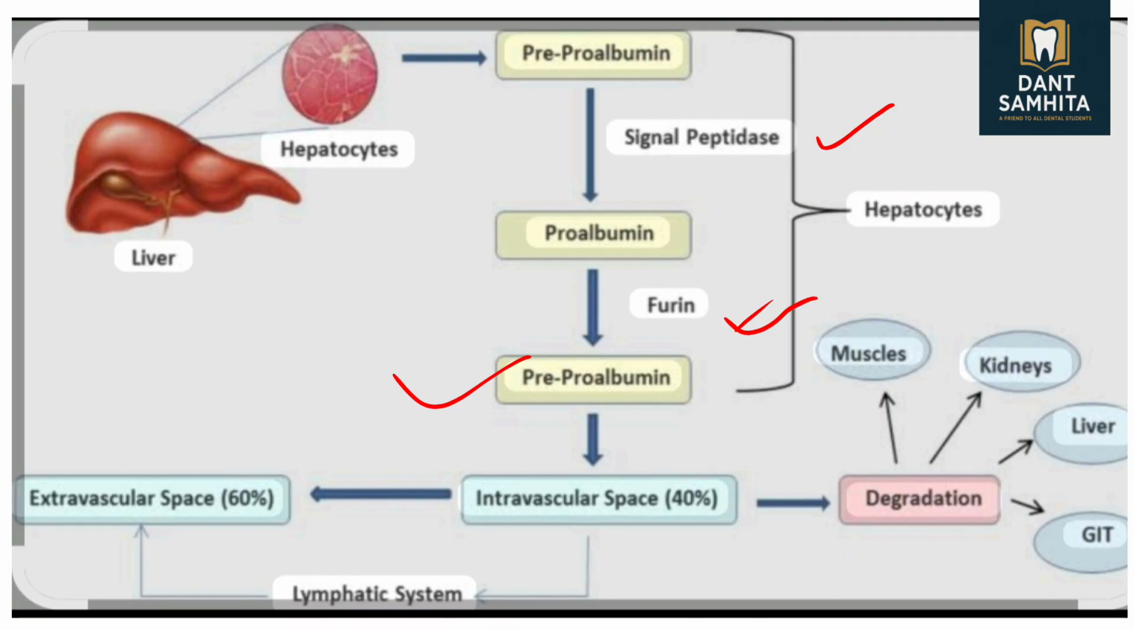This albumin will go into the intravascular space. That is, 40% of it will stay in the intravascular space, from where it goes in two ways. 60% of it will go into the extravascular space. Some part will go into the lymphatic system and some part will be degraded through muscles, kidney, liver and GIT. So if you can draw this diagram and practice it very well, you can write clearly how it is produced and how it is degraded or absorbed in the body. This diagram is very, very important for the synthesis of albumin.